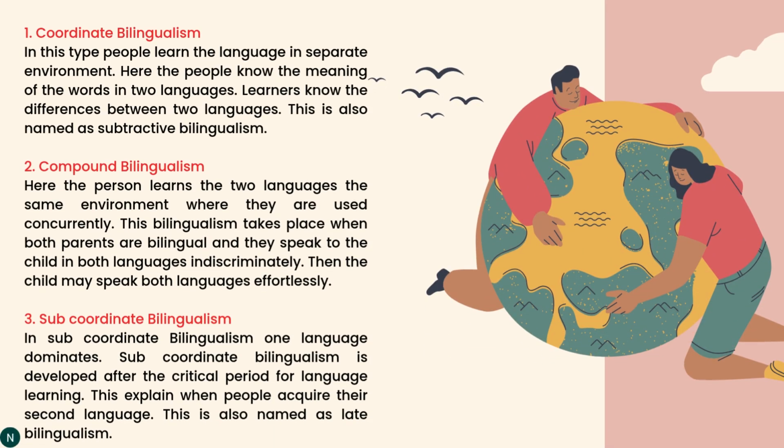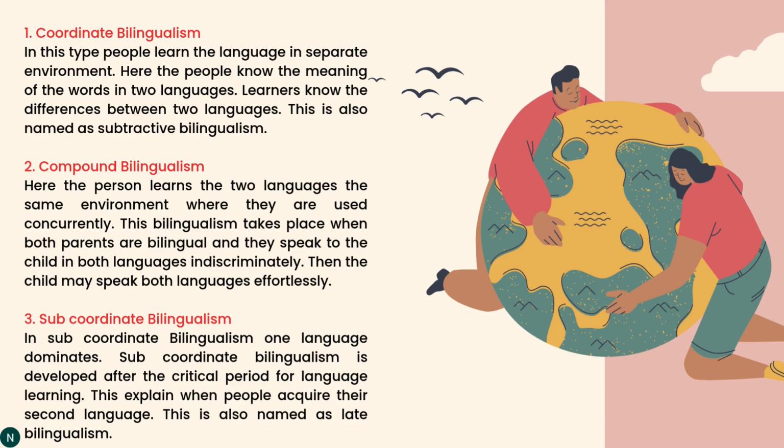Coordinate bilingualism. In this type people learn the language in separate environments. Here the people know the meaning of the words in two languages. Learners know the differences between two languages. This is also named as subtractive bilingualism.